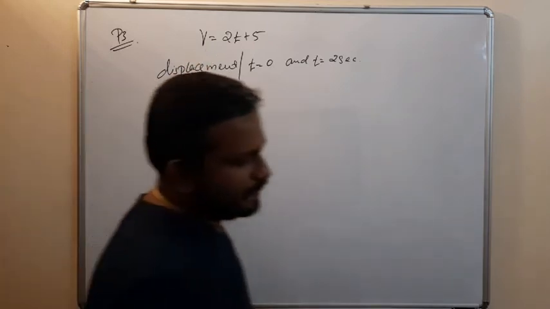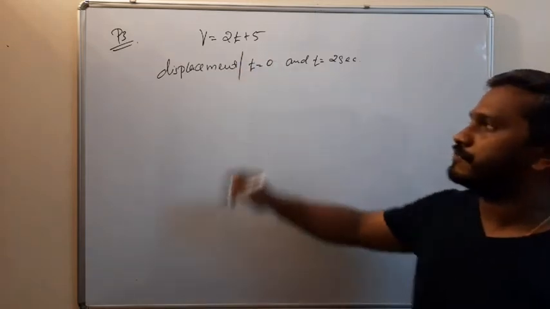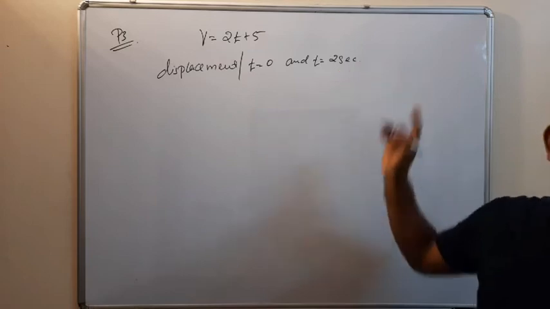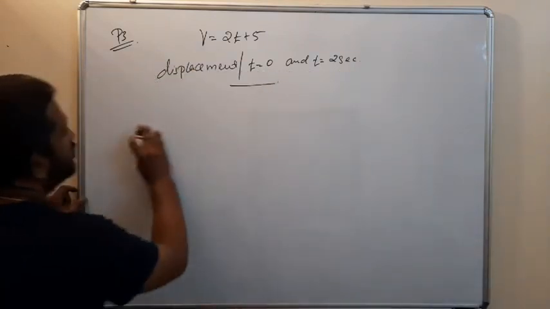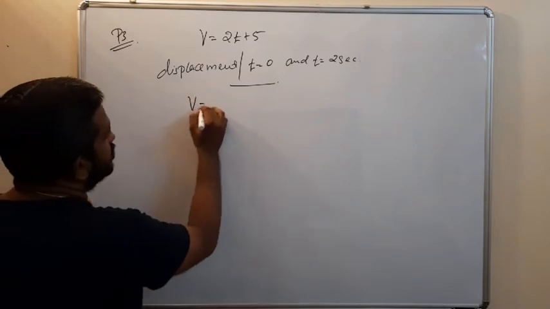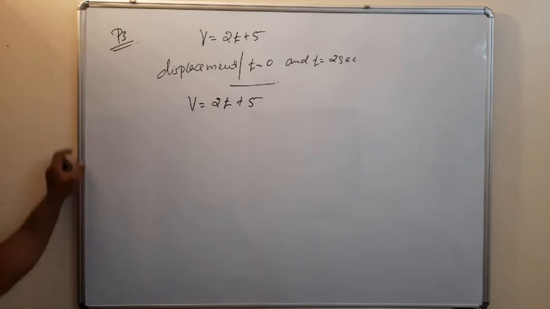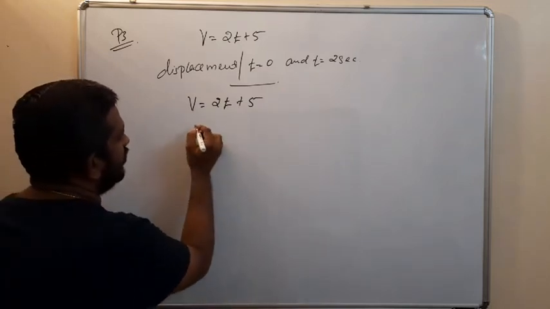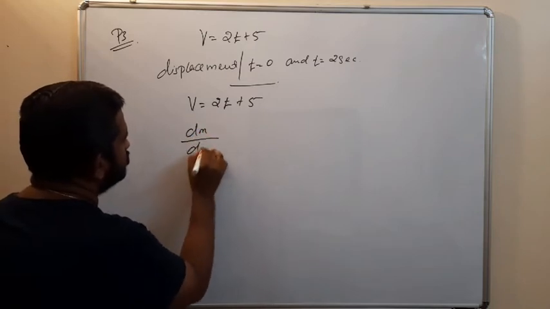So listen here. The instantaneous velocity is given, v is equal to 2t plus 5. We have to find the displacement in the interval t is equal to 0 and t is equal to 2 seconds. So first, given equation, v is equal to 2t plus 5. Step 1, write v is equal to dx by dt.